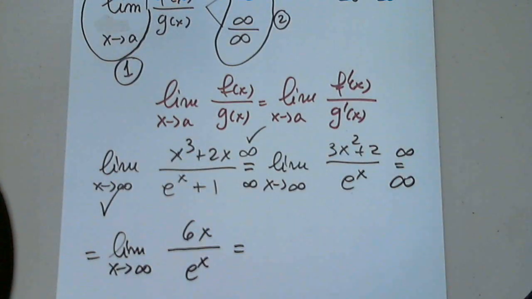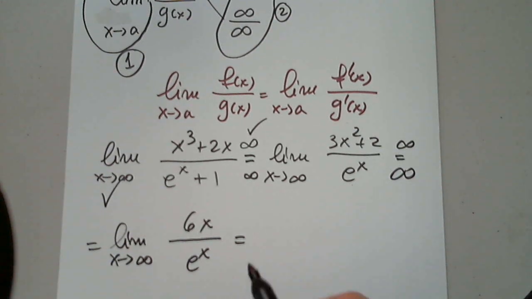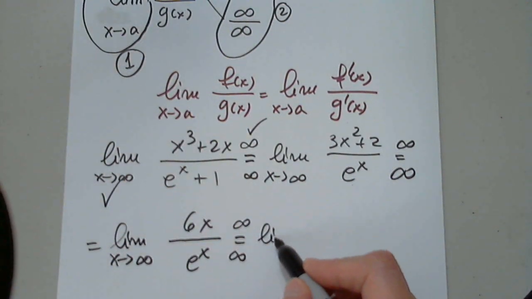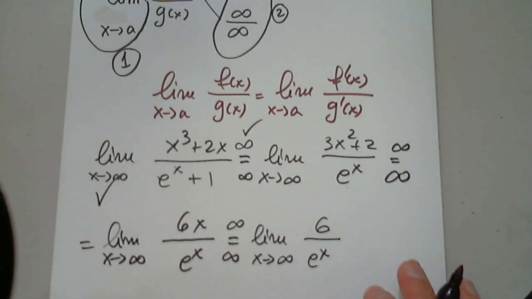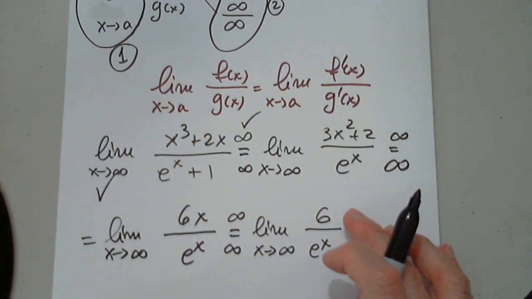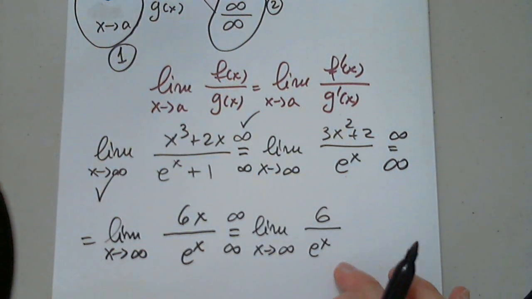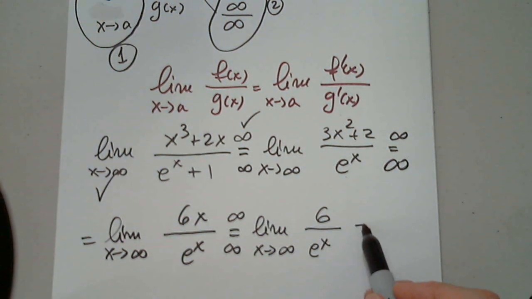Again, where is the numerator going? Infinity. Where is the denominator going? Infinity. So then I can apply L'Hopital's rule again. What is the derivative of the top? 6. What is the derivative of the denominator? e to the x. This is no longer an indeterminate case. The numerator approaches 6, the denominator approaches infinity. What is the answer now?